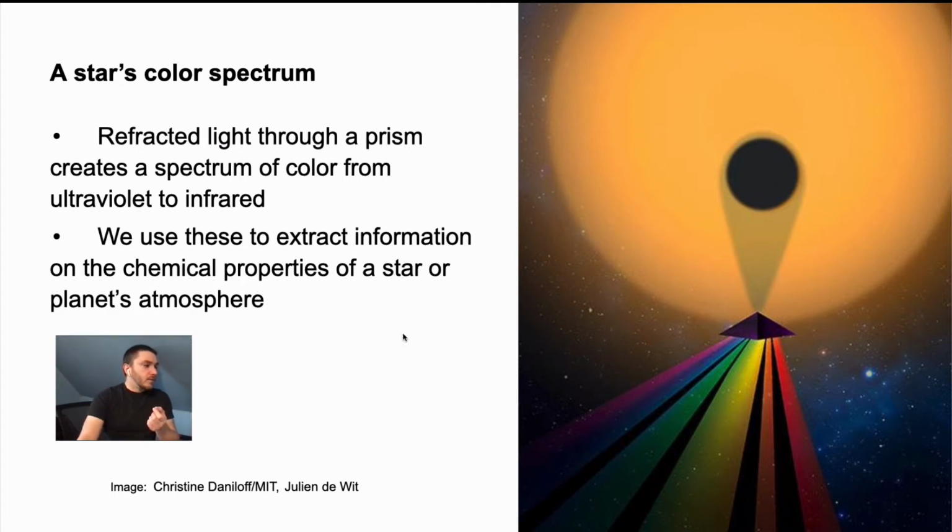And so the same thing happens when you're reflecting light off of an atmosphere, or when light is actually traveling through the atmosphere. Something like that can happen as well. And we can use this information. We can look at a planet's spectrum to determine chemical properties of the atmosphere of that planet.